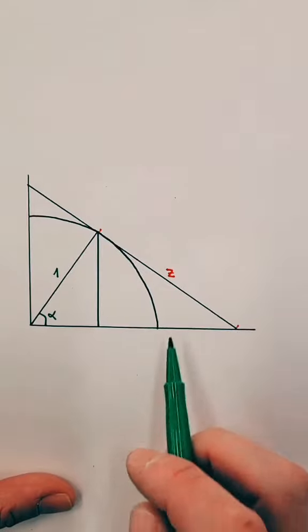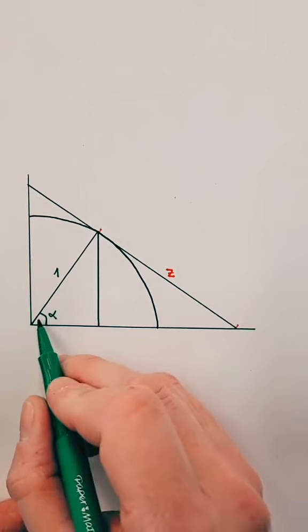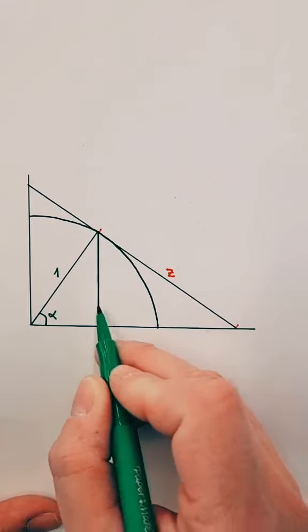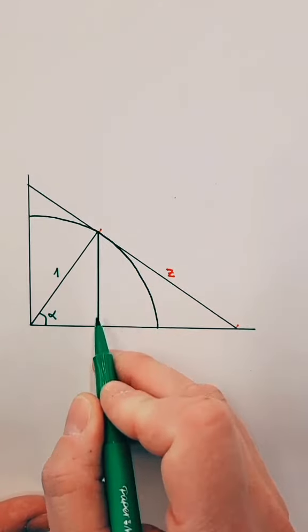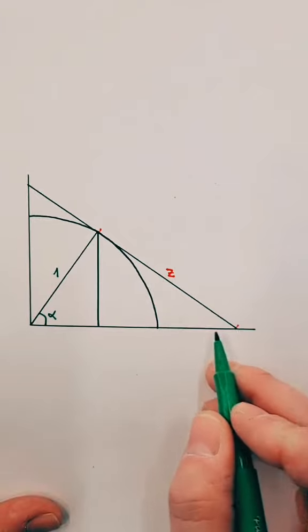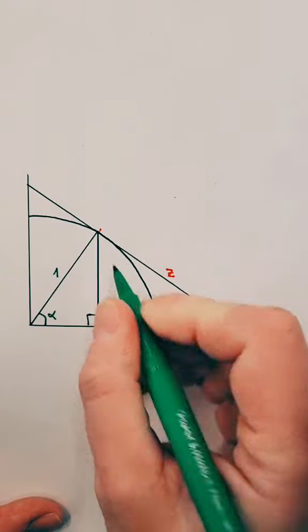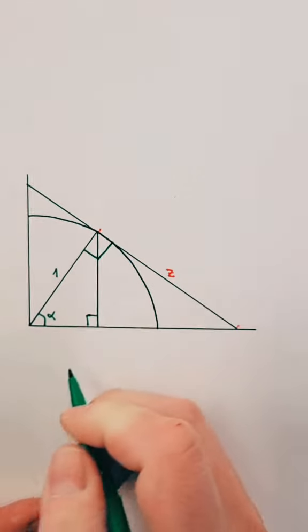Okay, so now let's figure out what is z, the length from here to here. The key is to realize that there are many right triangles here. This is a right triangle, but this here is a right triangle also, and so is this one. This is also a right triangle, which gives us a few right angles. This is a right angle, this is a right angle.